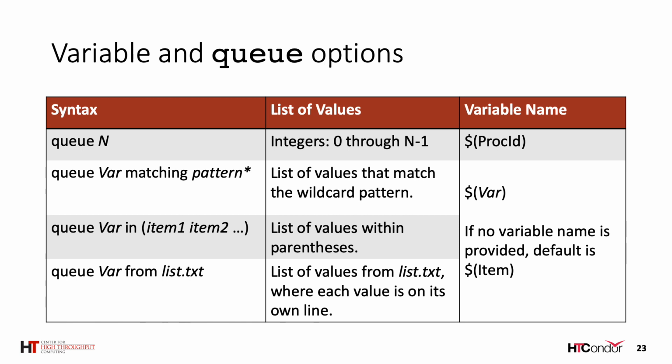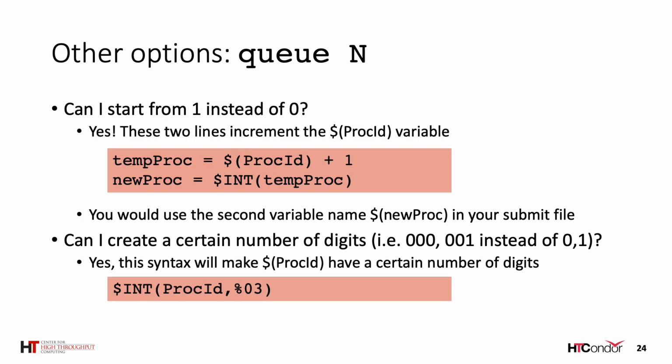These four options have their own additional features. If you use Q N, the default is to start at 0, but you can do a little submit file magic, shown here, to increment that value to start at 1. There's a little function you can use if you'd like your procID to have a certain number of digits. That's also shown here, along with ways to customize how those numbers appear.